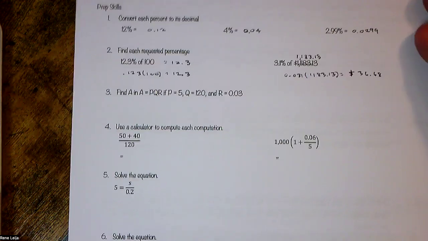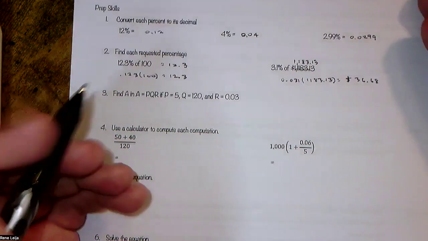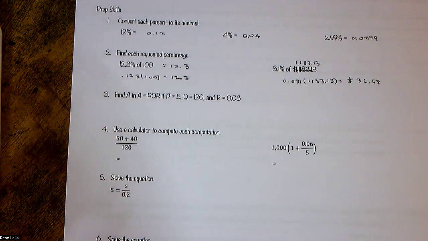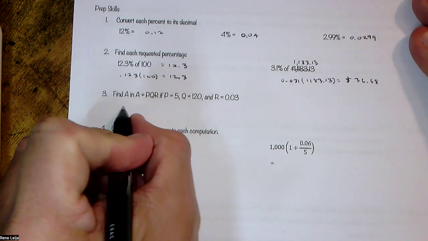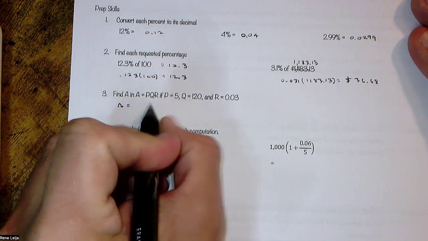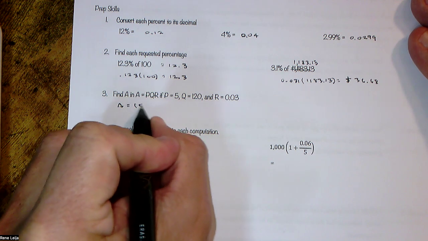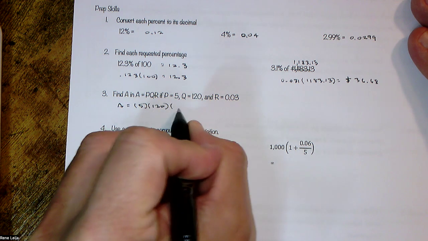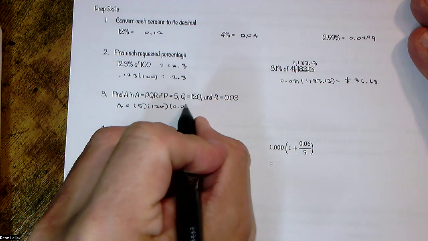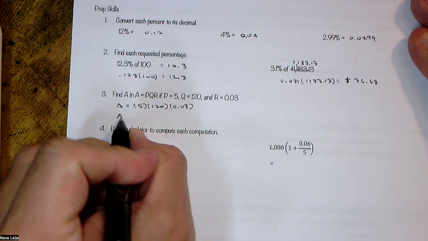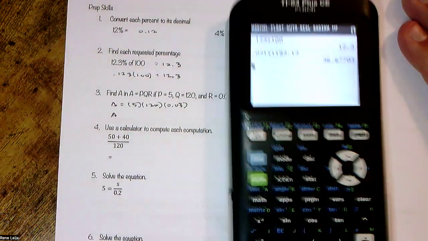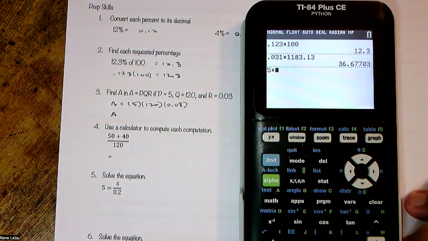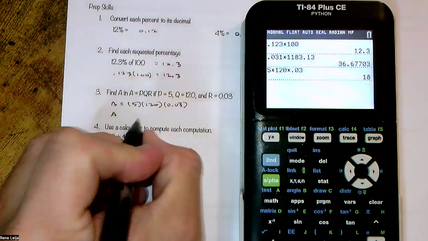All right, now in three, they want us to find A from this given formula. So they've given us that P is 5, Q is 120, and R is 0.03. So all we're going to do is plug that in. So P is 5, Q is 120, and R is 0.03. Okay, so I'm going to number crunch this. So 5 times 120 times 0.03, and we get 18.